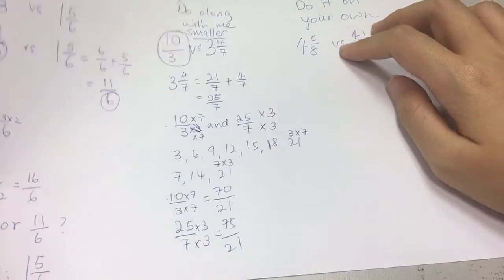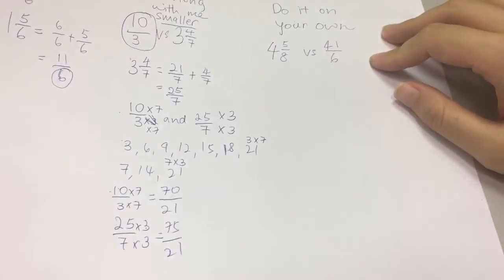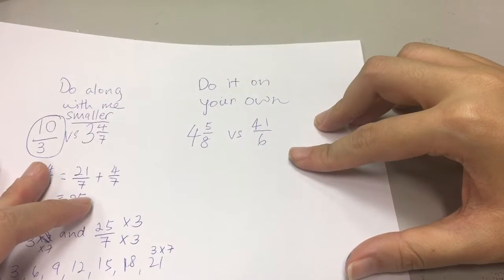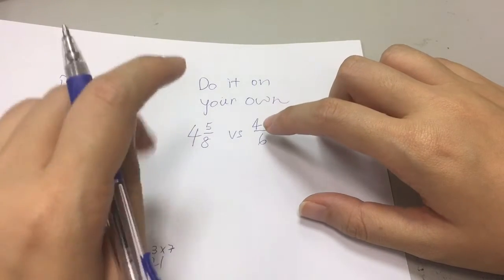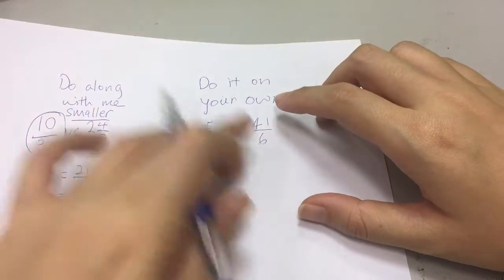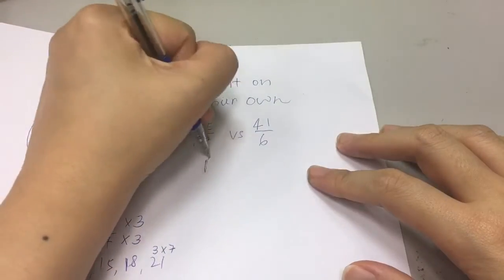Were you able to do it along with me? Now, try it on your own. Let's compare these two numbers: 4 whole 5 out of 8 and 41 out of 6. Which is bigger?